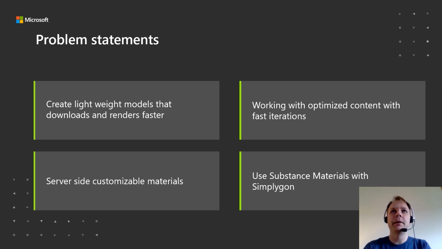And so the point here is I wanted to make sure that all the material changes were done after the optimization. So if you change a material color, you don't have to go through the optimization stage again. You can apply it directly on the optimized model from Simplygon. And the final part of it is I wanted to generally explore what happens when you use Substance materials with Simplygon. Does it work well?